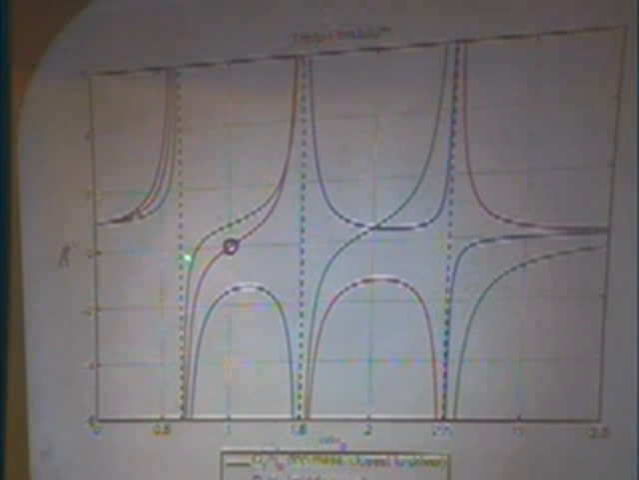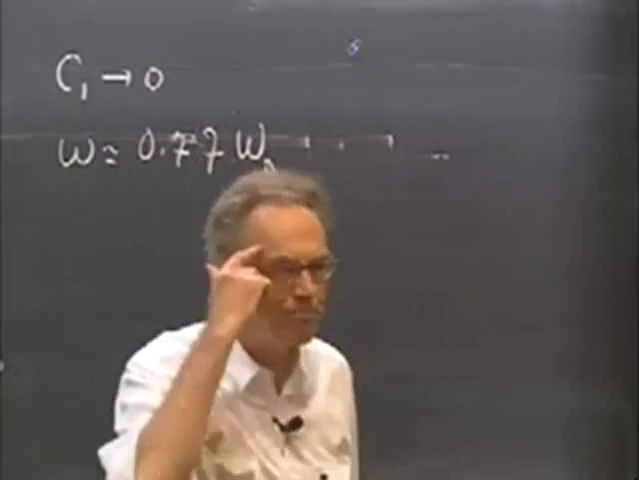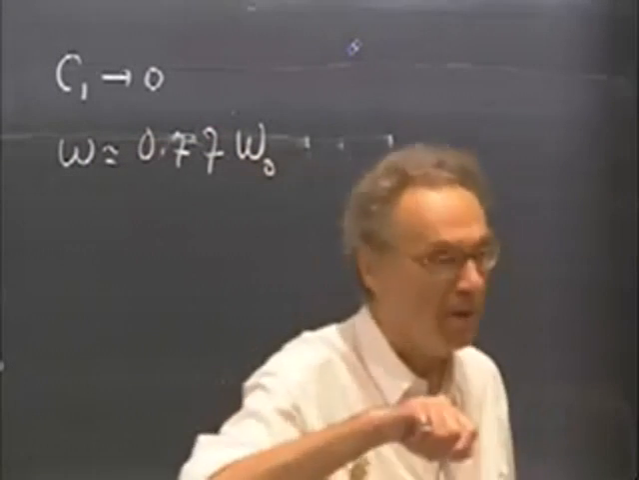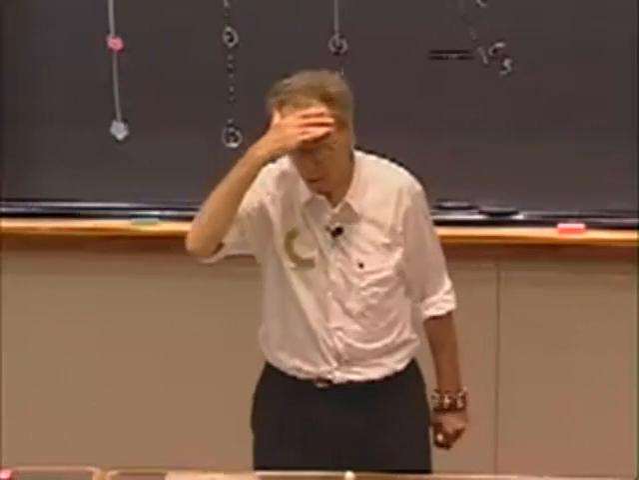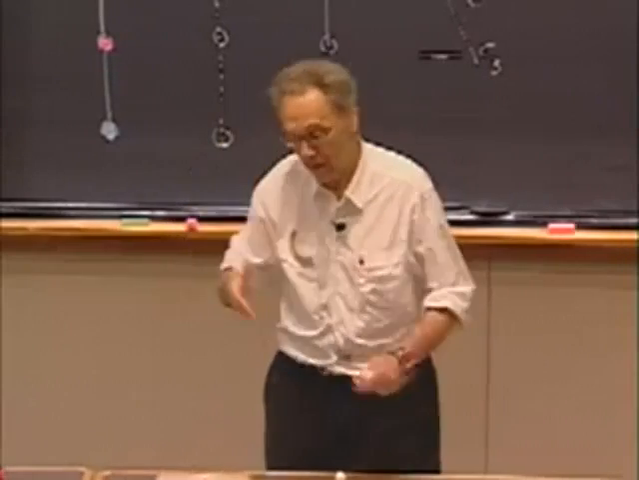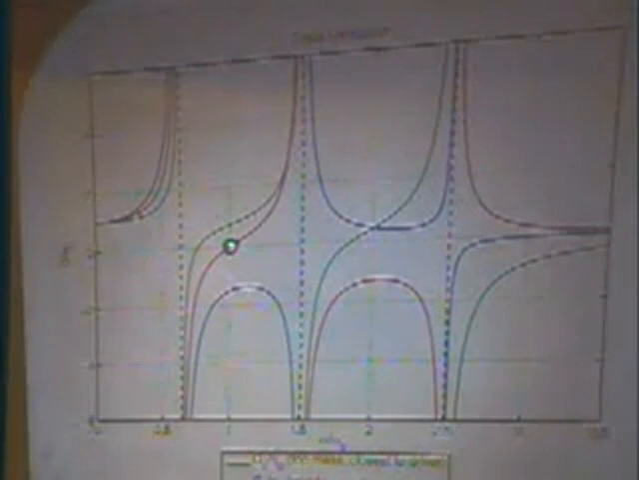Could I demonstrate this? No way on earth can I generate 0.77 times omega 0. I can burn into my chip omega 0, as I did. But I cannot do 0.77. There's no way. So forget it. I have to disappoint you. But now comes the good news.